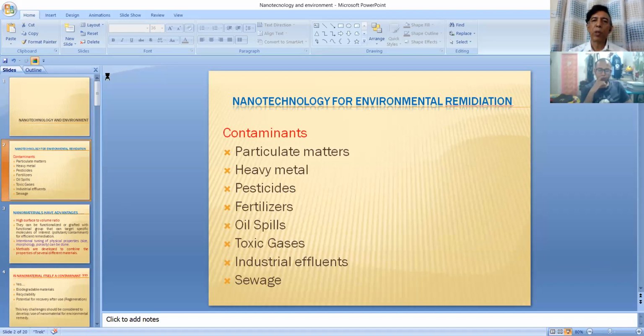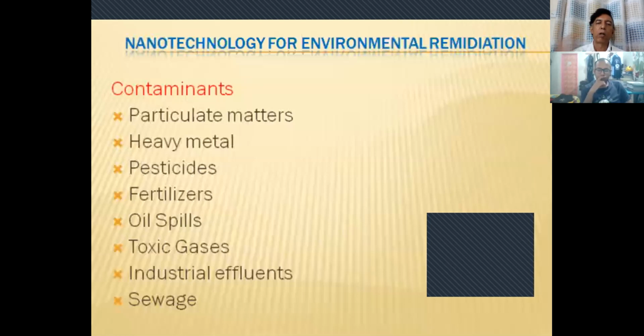By pollution or contamination, the substances which are related to the contamination or pollution of the environment are generally particulate matters, heavy metals, pesticides, fertilizers, oil spills, toxic gases, industrial effluents. These are very much polluting our environment.